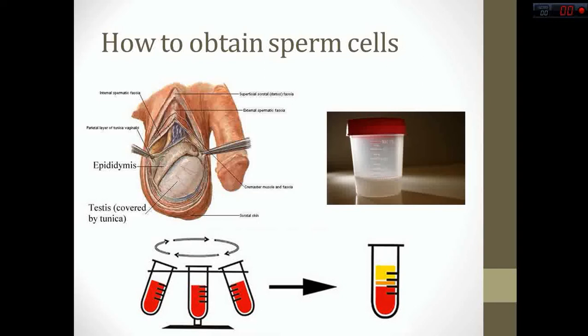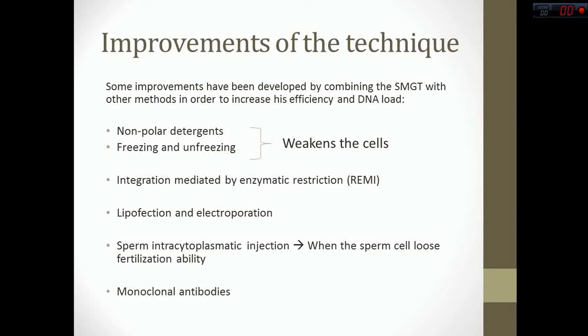Now we are going to tell you some improvements of this technique to increase its efficiency by combining it with other transgenesis techniques. Other techniques have been developed to increase the entry of foreign DNA inside the sperm cell, like the usage of non-polar detergents, Triton and Tween, which destabilize the plasmatic membrane of the sperm. Similar results have been reached by freezing and unfreezing the spermatic cell, but the problem with these methods is that they usually weaken the cells, so that the sperm lose fertilization ability, being necessary to use in vitro fertilization afterwards.